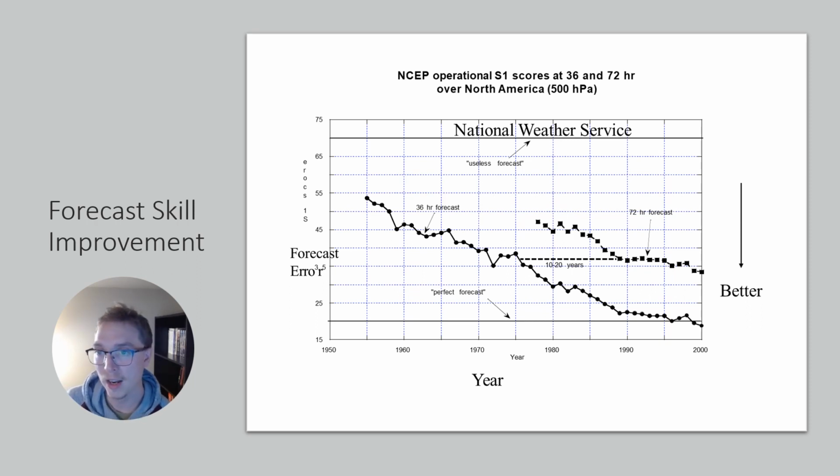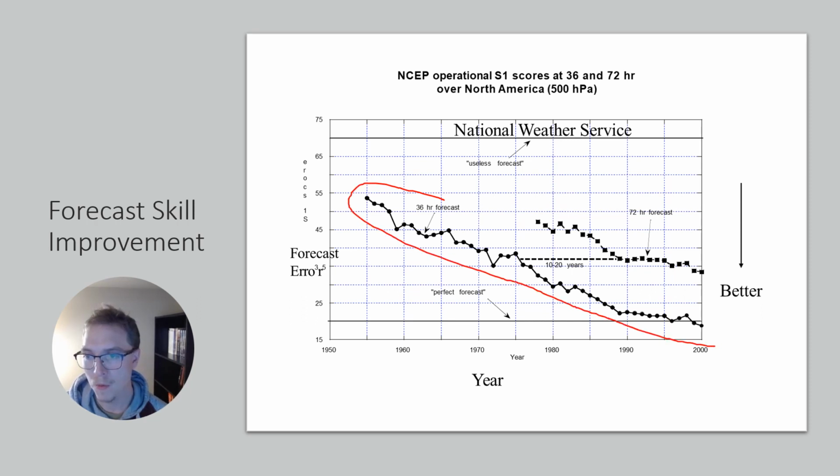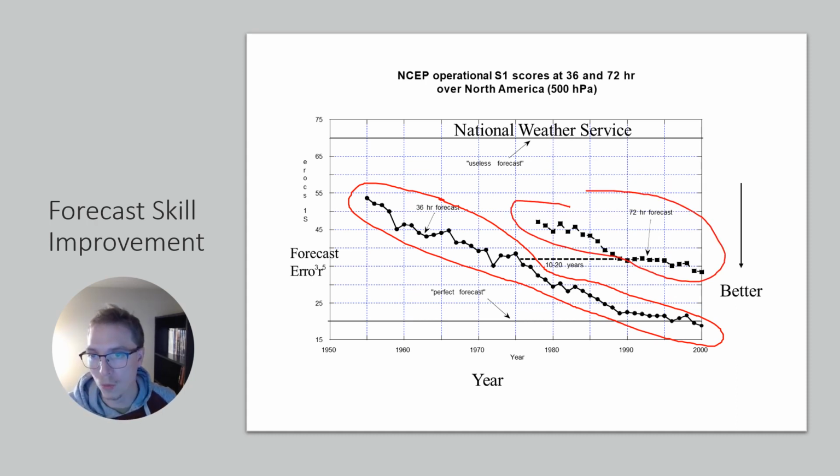Now, here we can look at the change over time and how we're getting to what you could call perfect forecasts. That first line, I'll draw it out on the map here. Sorry, this is a bit of a messy graph, but here, this is our 36-hour forecast. This is our 72-hour forecast.